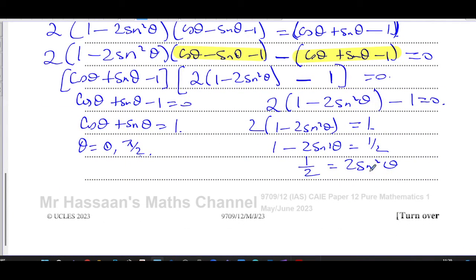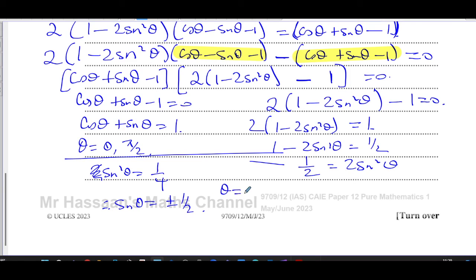And now I can solve this. I'll just continue over here. I can say here now that 2 sine squared theta is equal to, or sine squared theta is equal to a quarter. Dividing both sides by 2, that means sine theta is equal to plus or minus a half. In which case theta is equal to inverse sine of a half, which gives me 30 degrees, which is pi over 6. And pi minus pi over 6 gives me 5 pi over 6. So those are between 0 and pi, two solutions.